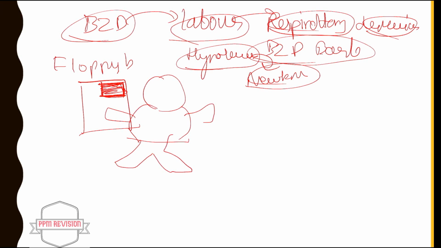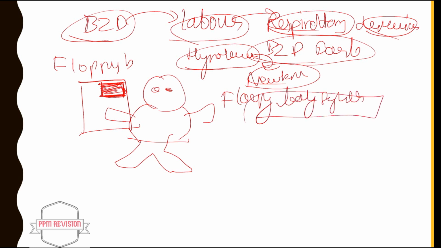Okay, so we can say it's nothing but floppy baby syndrome. Done. In some patients, these drugs may produce paradoxical effects such as convulsions and anxiety. Okay, so that is done.